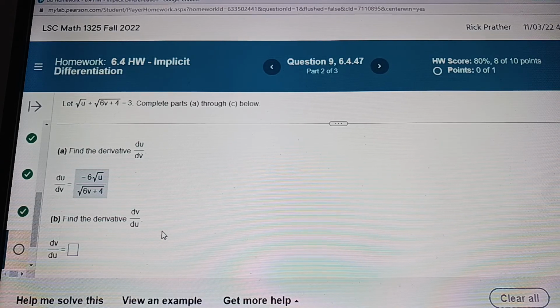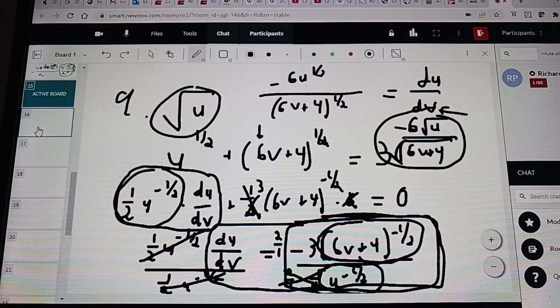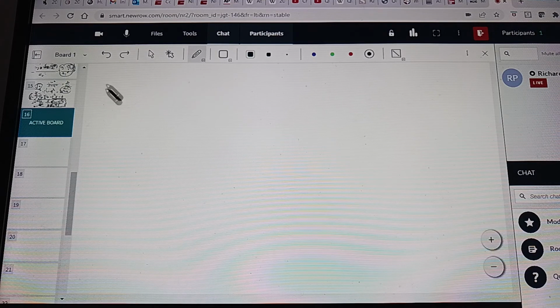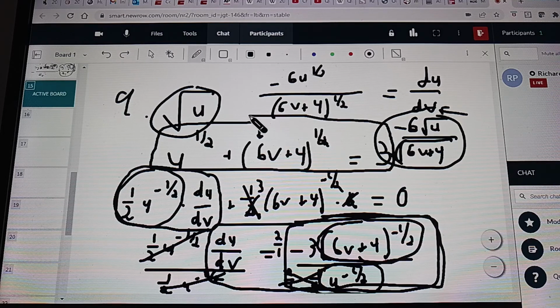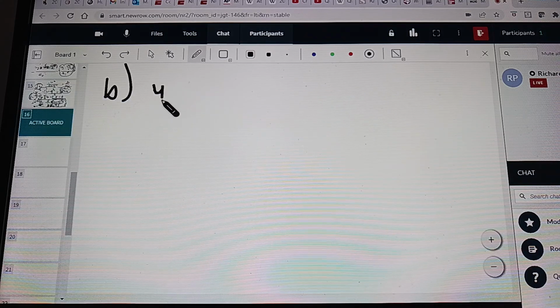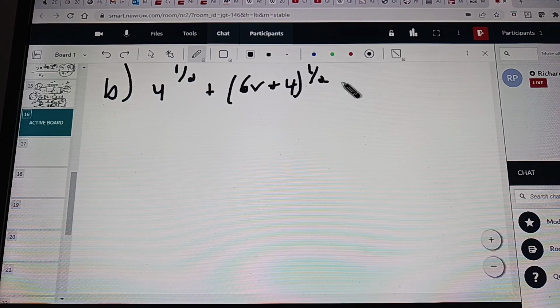Okay, so now they want me to start over again from the beginning. And now u is the variable of interest. Here v was the variable of interest. Now u is the variable of interest. So this time I guess I'll just leave it alone. Part B. So come down here again. You're starting over again right here. I did take the radicals away at least because that's easier to do derivatives from. u to the 1/2 plus 6v plus 4 to the 1/2 equals 3.